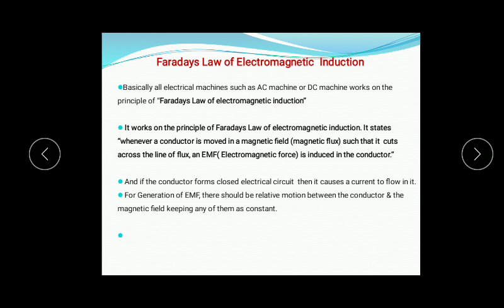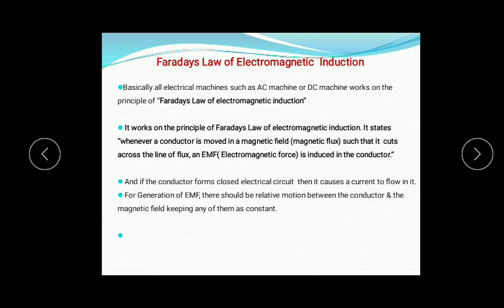So looking at the statement, we are trying to move the conductor in a magnetic field. So how is the magnetic field produced? The magnetic field is produced by two monopoles, north and south, which are stationary, and the rotor is rotating. So there is a relative motion between the conductor and the magnetic field, wherein we are keeping the poles, that is north and south pole, constant to generate a constant magnetic field.